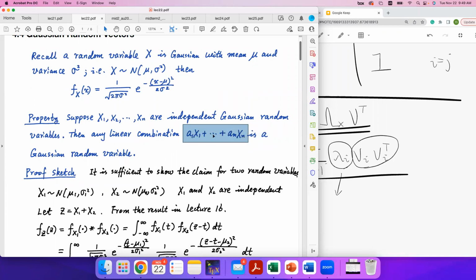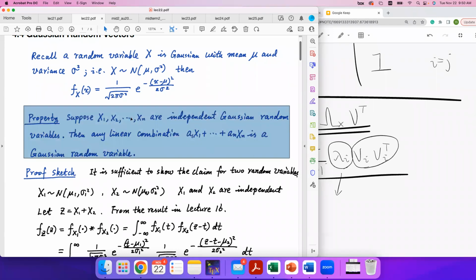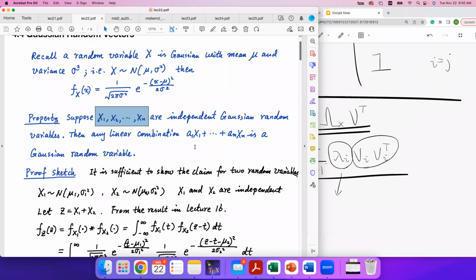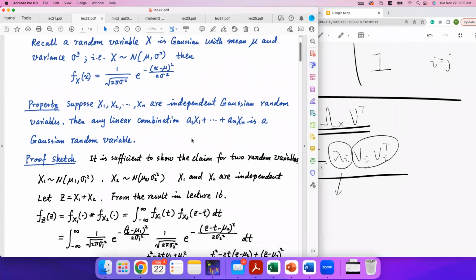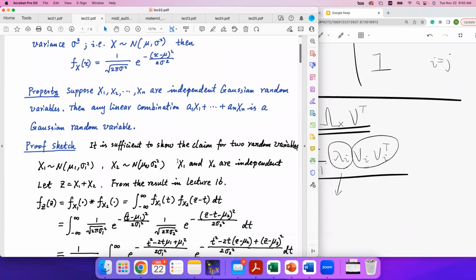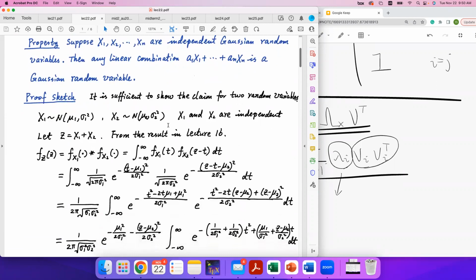You can view this as a linear function of n random variables. And this big random variable is Gaussian if all these random variables are independent Gaussian. Sometimes this will be very useful. If we know these are independent Gaussian, then you can automatically conclude that this is Gaussian. So all you have to do is identify its mean and the variance. Then you have the PDF. I will skip the proof here, and this is a very useful property.